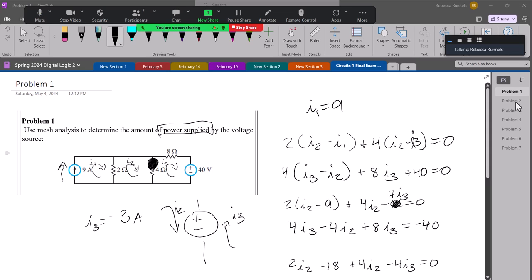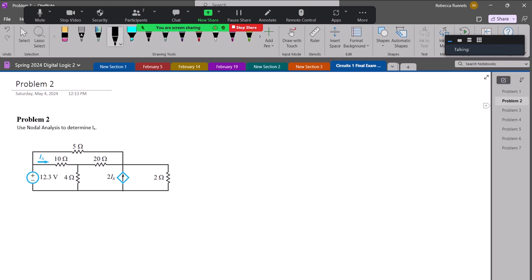Okay, all right. Then problem 2. So here we're using nodal analysis to determine IX. First we need to determine what our nodes are going to be. I do have a node here, but I don't have to find it. I know that if I call this ground, that this node is 12.3 volts.